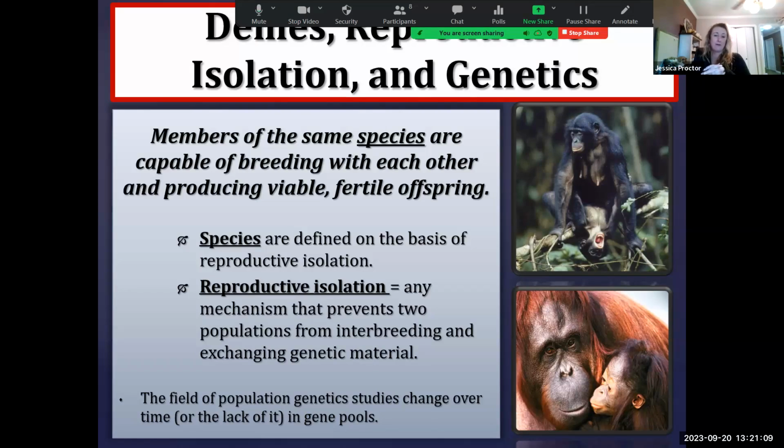It could be behavioral, like when we talked about the finches, some of the finches had certain songs that would identify members of the same species, and the males would not even attempt to interbreed with the finches that didn't have the song that they liked, or the pitch of song that they liked. It could be behavioral isolation, or it could be something genetic. Like with the tiger and lion scenario, it could be that they're attempting to interbreed, but they're not successful at producing viable offspring.